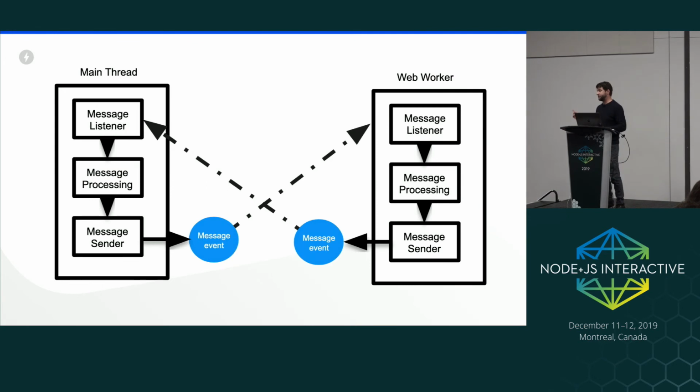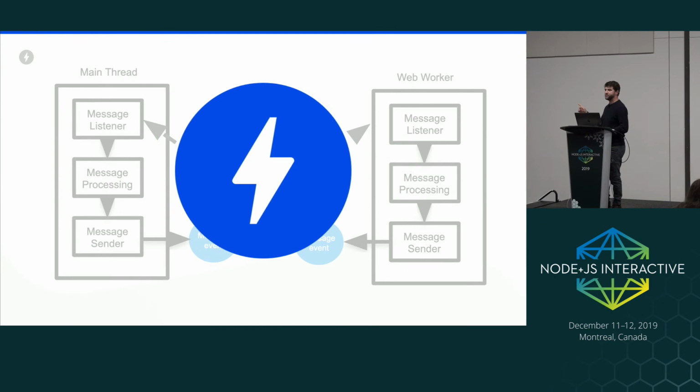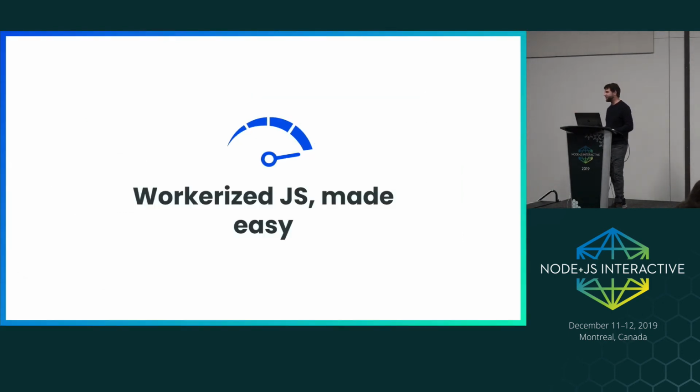This has been possible on the front end in the web for a long time too, with web workers. We just haven't used them because they're difficult to use. So AMP makes this transparent. Most of AMP can run within a worker. And we think as a result of this, we can offload a lot of the CPU time from the main thread. So workerized JavaScript, we think, is made much easier with AMP.